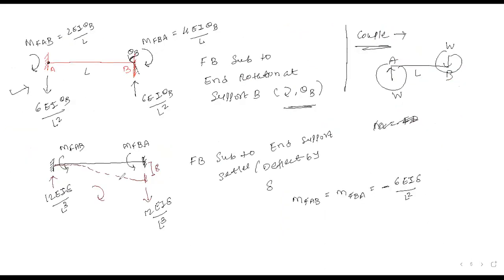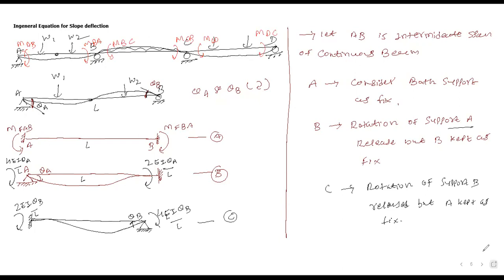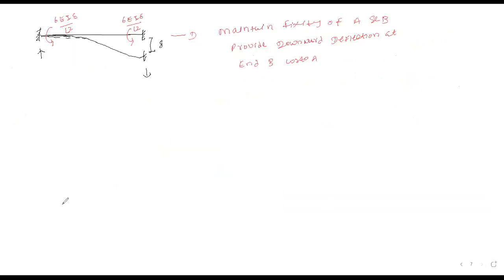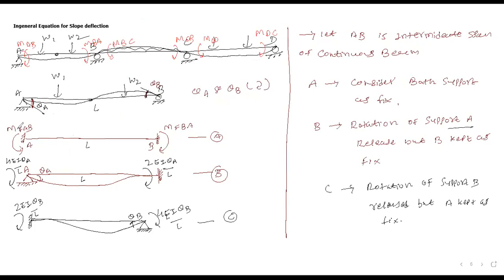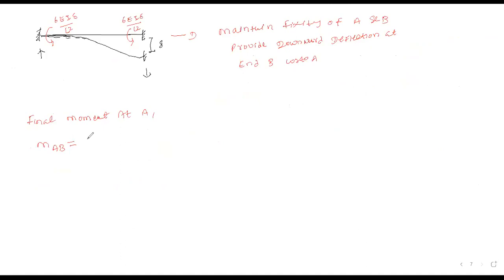So let us consider summing up all the moments at point A. Okay, so final moment at A, that is MAB, because we have considered span AB. That should be equal to, let's start from stage A, one moment MFAB. Is that clear? Anti-clockwise, so I am writing minus MFAB.